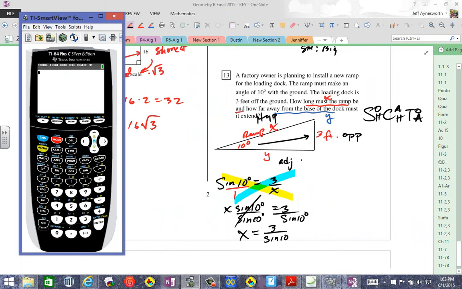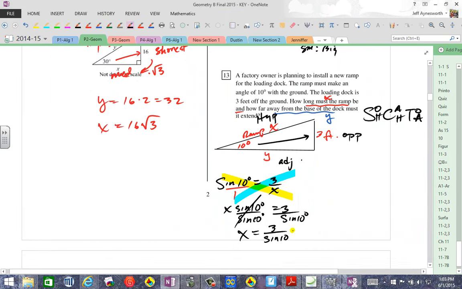Okay, so I enter in 3, hit divided by, sine 10 degrees, boom. Let the calculator do the work. 17.3. So it's approximately 17.3 feet. They're all in feet. That's the first answer. Now the second one, got to keep on working here.